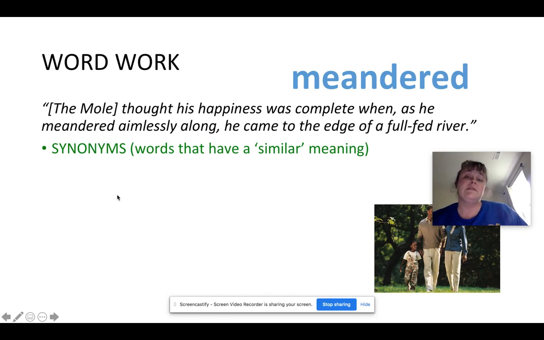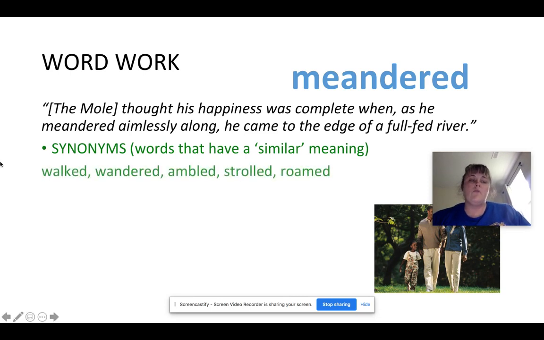What are some words that have a similar meaning? So moved slowly, like sauntered. I think about somebody who sauntered, they're moving slowly. Here are some other words like walked, wandered, like the mole wandered aimlessly along. The mole walked aimlessly along. The mole ambled. That might be a new word for you. The mole strolled aimlessly along. The mole roamed aimlessly along. So all these words could be ones that you replace meandered with in the sentence to make sense.